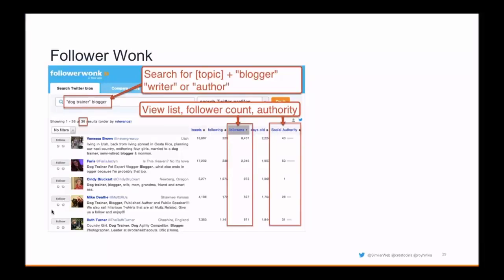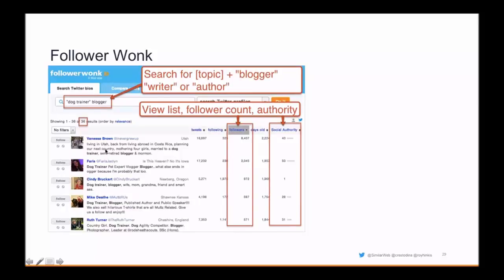You can use a social listening tool or a Twitter search tool or Twitter's own tool if you want. I use FollowerWonk or just any other Twitter search tools. Twitter's own search tool is really bad, so we use different tools. Just put in your topic. Let's say I'm a dog trainer, and then put in the word that indicates that you're looking for a content creator, like blogger or writer or author.